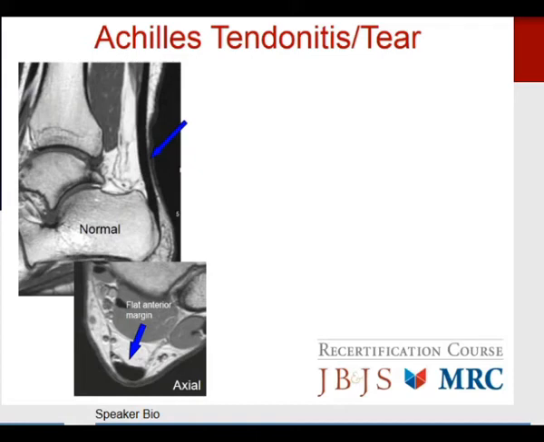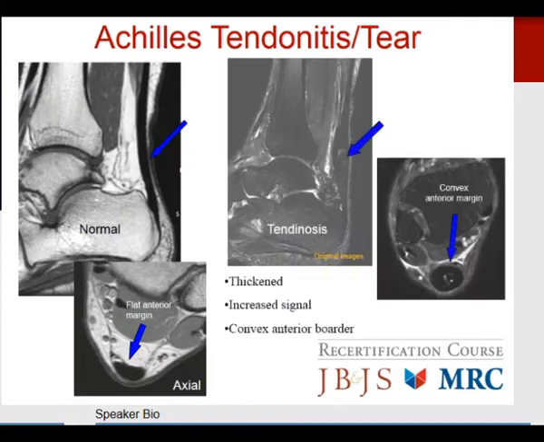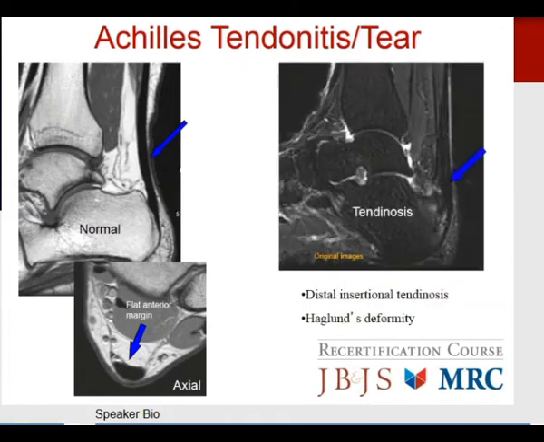Once we start to get tendinosis, we see that the anterior margin of the Achilles tendon becomes rounded or convex. So this appearance that they show you, an axial image through the ankle, and you see an anterior convex margin of the Achilles tendon, is indicative of marked Achilles tendinosis. In the sagittal plane, we can see thickening in the watershed zone and intermediate signal within the substance of the tendon. Here's a partial thickness tear at the distal attachment site.